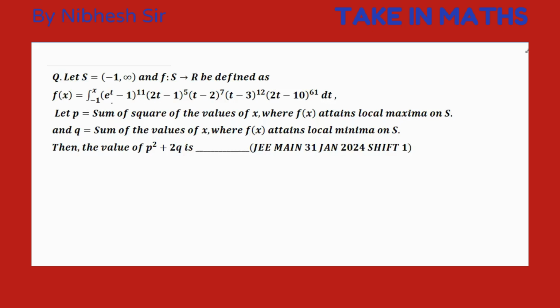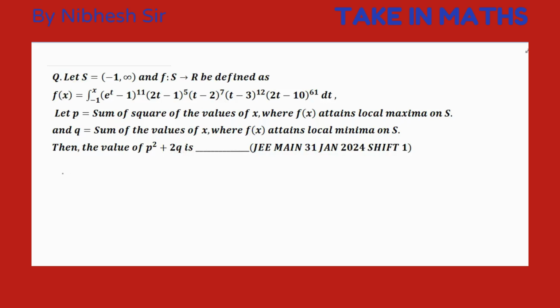What is p here? The sum of squares of values of x where f(x) attains local maxima on S, and q is the sum of values of x where f(x) attains local minima on S. Then the value of p square plus 2q, we need to find this one. So here we will apply the Leibniz rule first to find the first derivative f'(x), then first derivative test to find the local maxima and local minima. Then we will evaluate p square plus 2q.